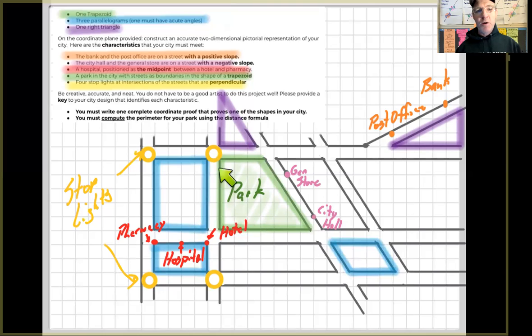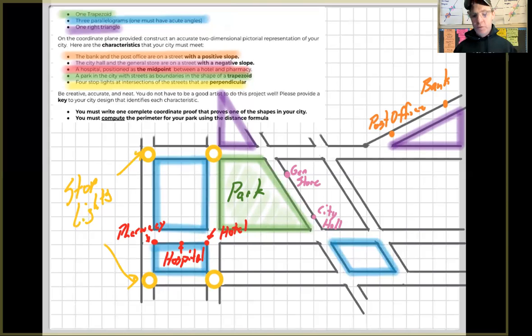So if I want the perimeter, I need all 4 sides. So I only have to use the law of right triangles or distance formula once, right? I could use a squared plus b squared equals c squared. Just go ahead and sketch in that right triangle and figure that out. That makes it a little easier.